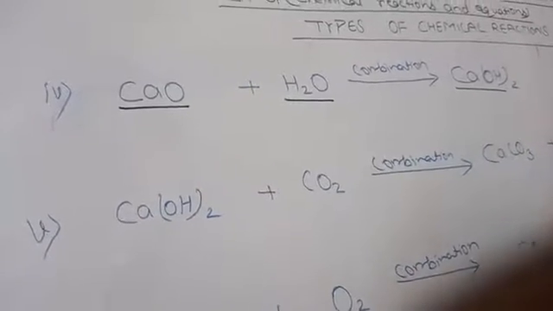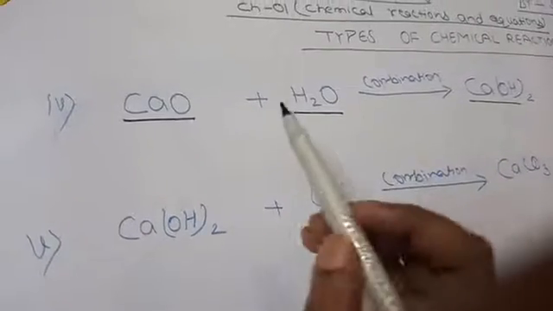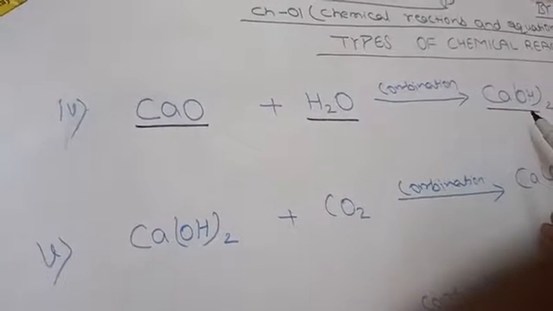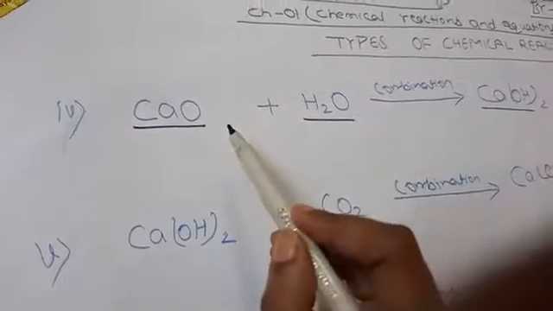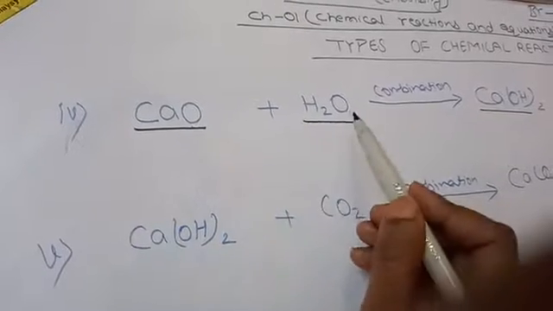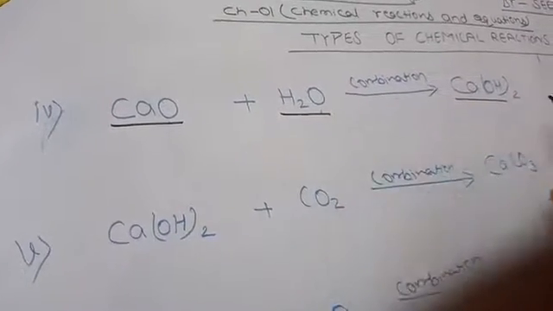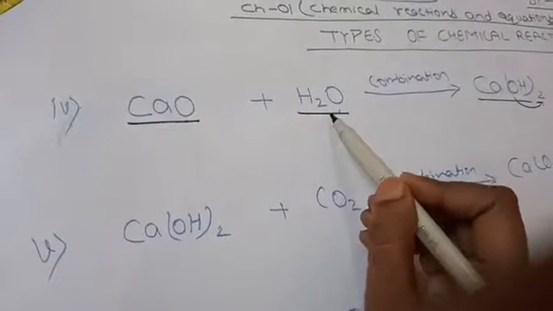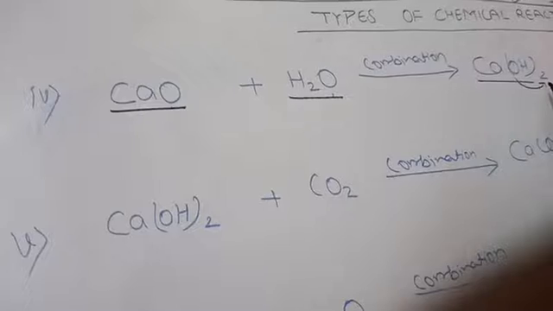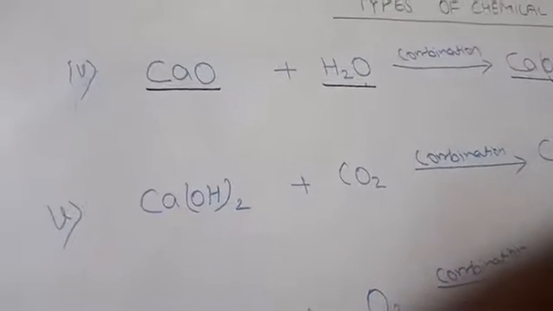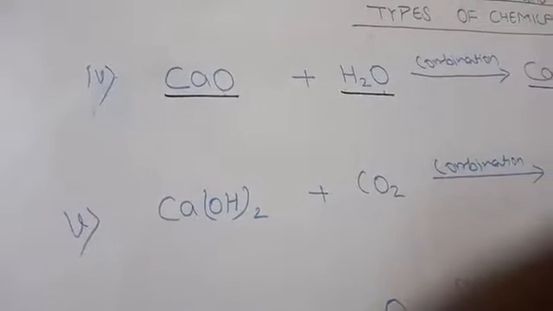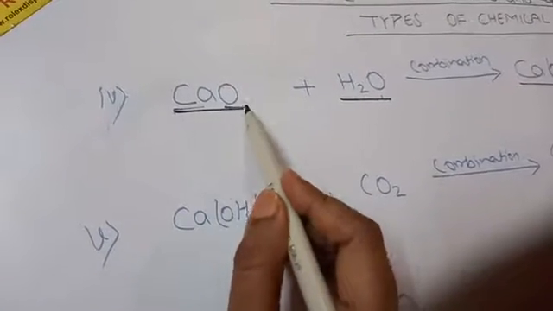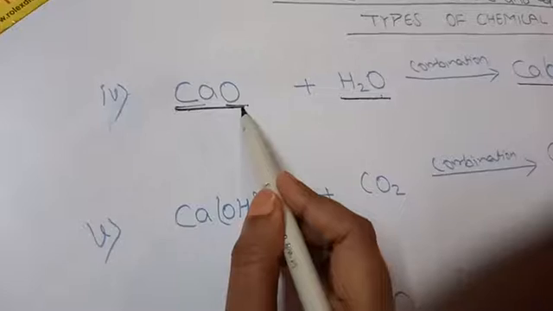Now to balance this equation, you can observe that here one atom of calcium is present, and here also one atom of calcium is present. Here the total oxygen is 1 plus 1, 2 atoms of oxygen, and obviously here also 2 atoms of oxygen are present. Here 2 atoms of hydrogen are present, and on the RHS also 2 atoms of hydrogen are present. So there is no need to balance this equation, it is already balanced. Now what is the name of the compound? This is calcium and this is oxygen, so its name is calcium oxide.